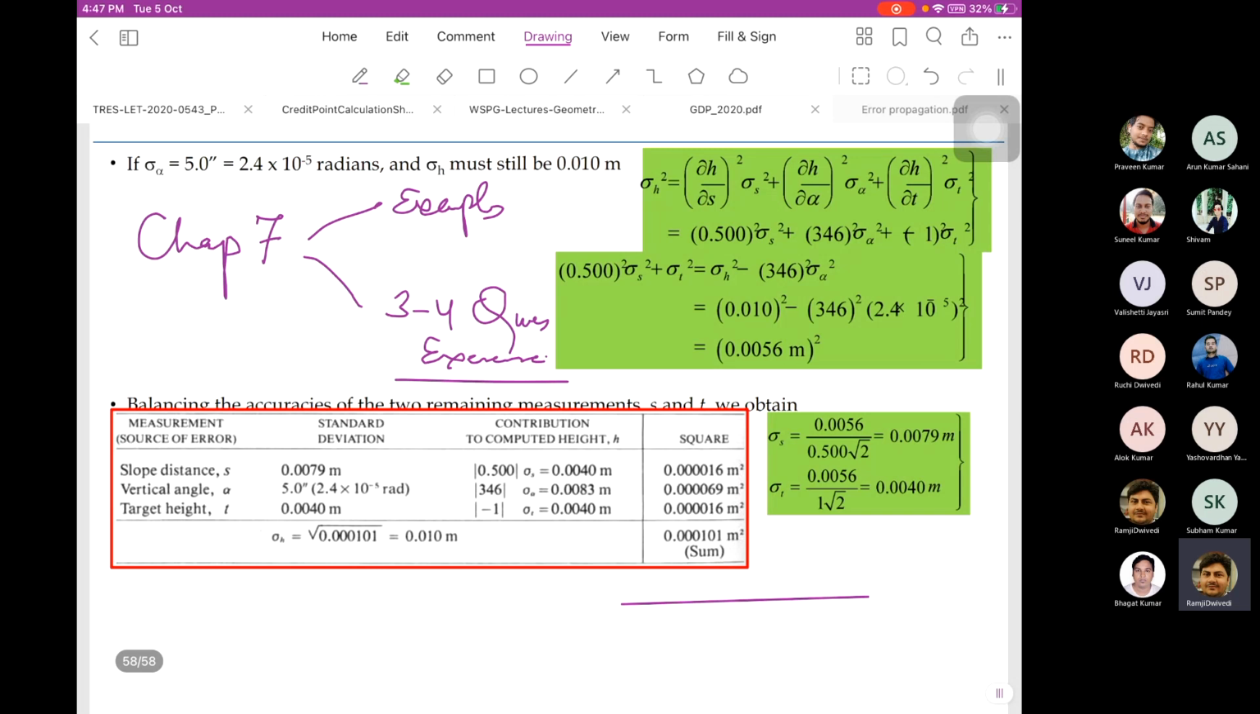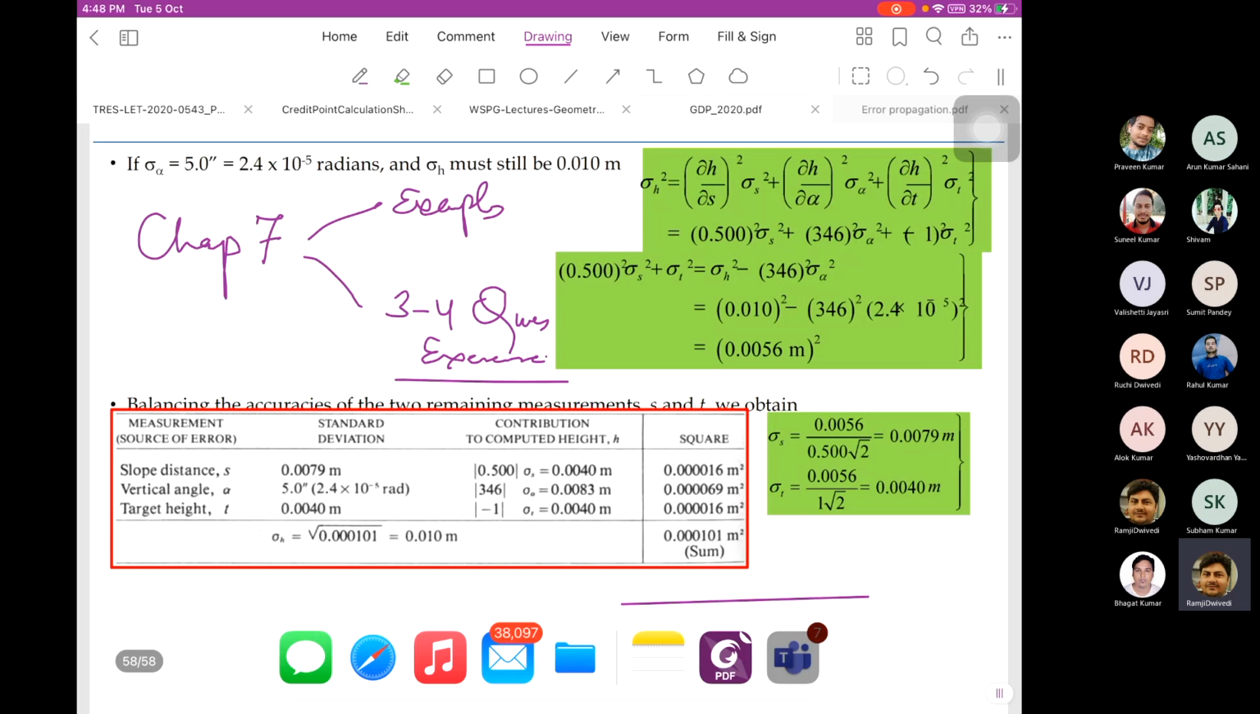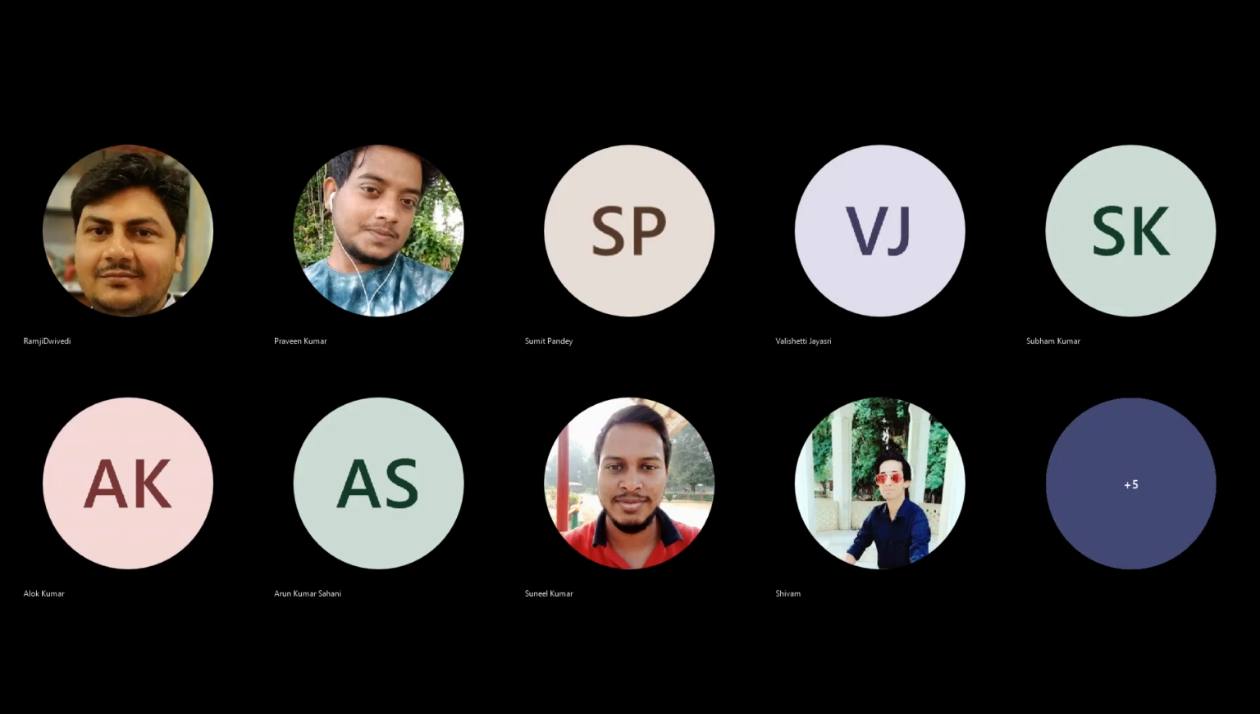What we have to do? Not only find or formulate a system that can give you H, at the same time it should also remove or reduce the errors in the primary observables. That is our objective. So with this, we stop here. Any questions?